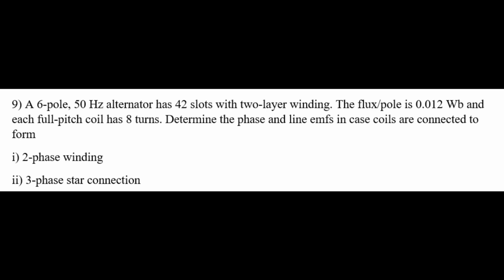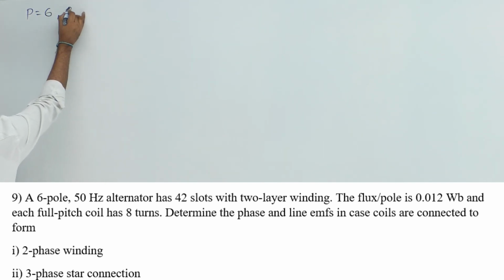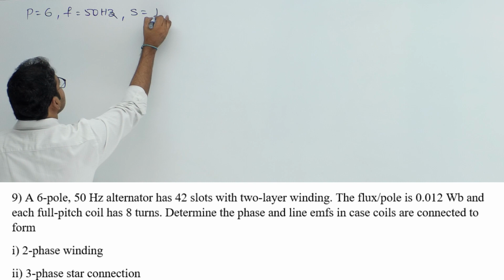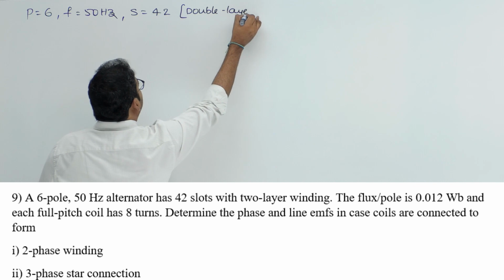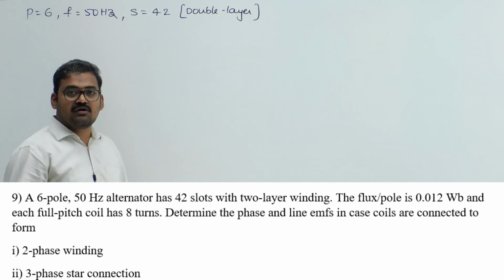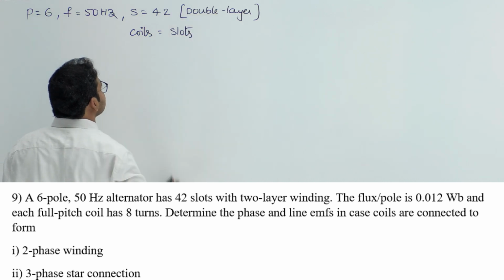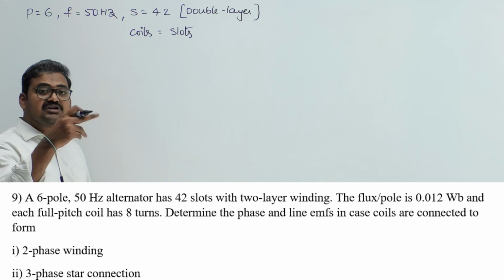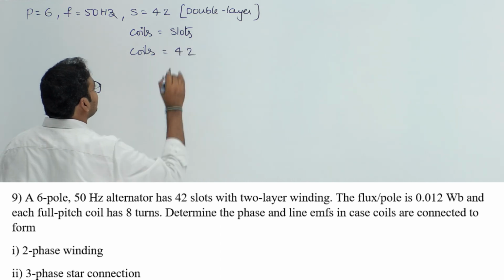First, let me note down the data. Number of poles is 6, frequency is 50 Hz, overall 42 slots, and most importantly, double layer winding. In a double layer winding, number of coils is equal to number of slots. If it is a single layer winding, number of coils is equal to slots divided by 2. Therefore, coils are equal to 42.